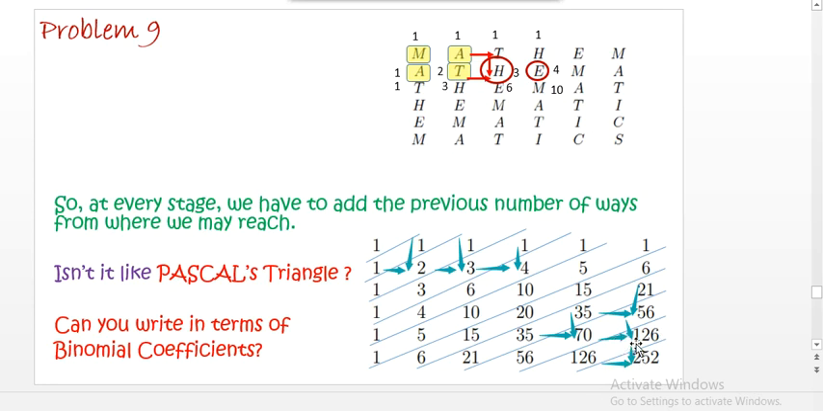So this is the number of ways. At every step it tells us the number of ways to reach from our starting point M till some particular letter, and overall when we reach the end, it will tell us in how many ways we can reach from M till the last letter S. So can you write all these numbers in terms of binomial coefficients? This should be easy.